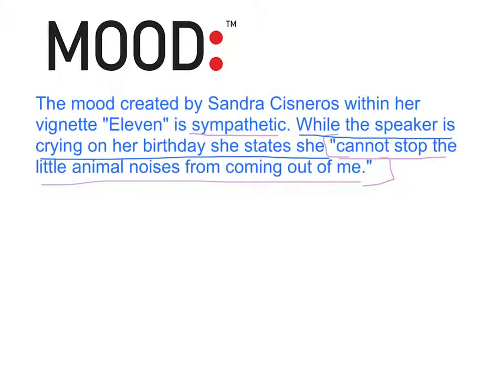I have underlined my own words in blue and bracketed the direct quotes in purple. So my paragraph now reads, "The mood created by Sandra Cisneros within her vignette 11 is sympathetic. While the speaker is crying on her birthday, she states she, quote, cannot stop the little animal noises from coming out of me," end quote.